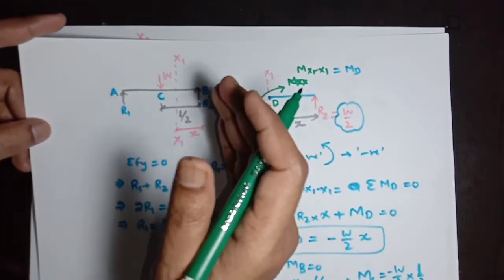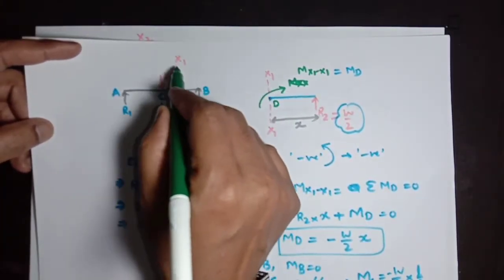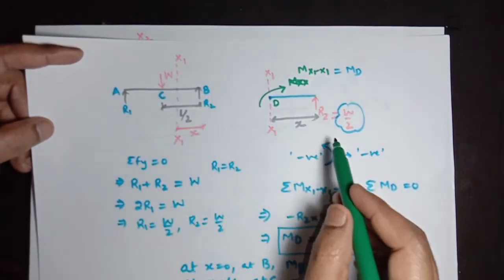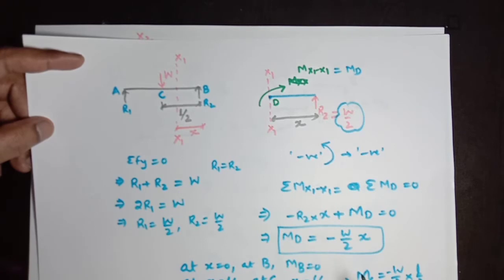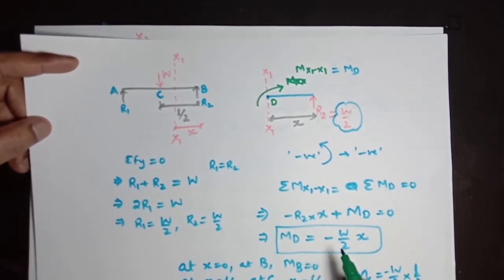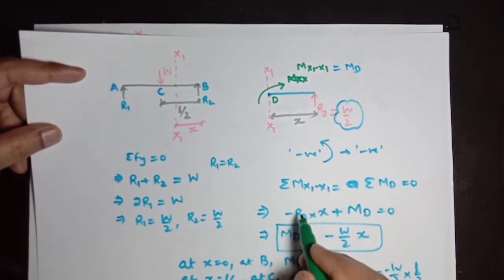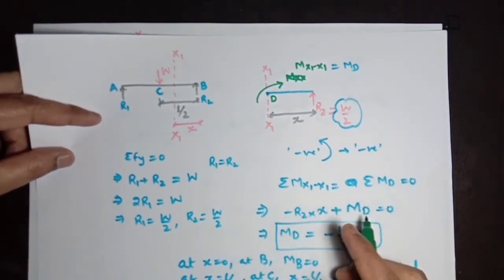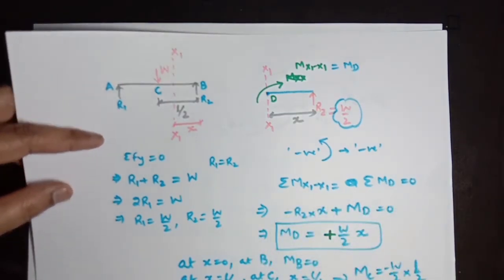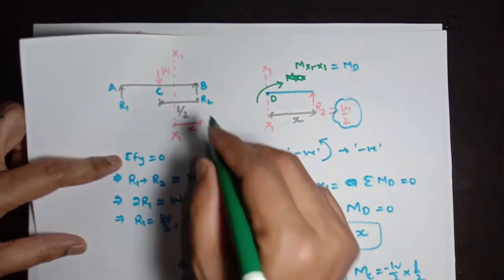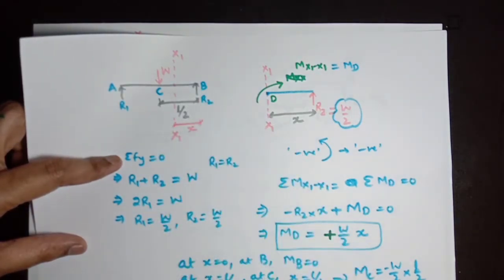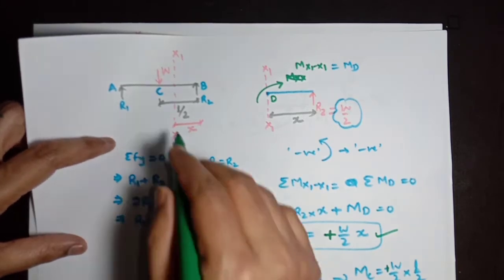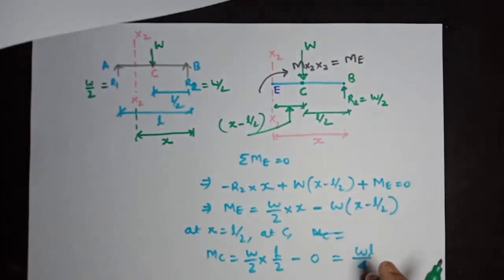The same moment has been calculated for a section we have taken to the right of point C, which has been marked as x1, and the general expression has been calculated here: minus R2 into x plus MD. When it is coming from left to right, it will be positive. So MB equal to 0 when x equal to 0, and at C, x equal to L by 2. Putting x equal to L by 2, it will be positive from this expression, so it will be WL by 4. Same value: at C the value is WL by 4.